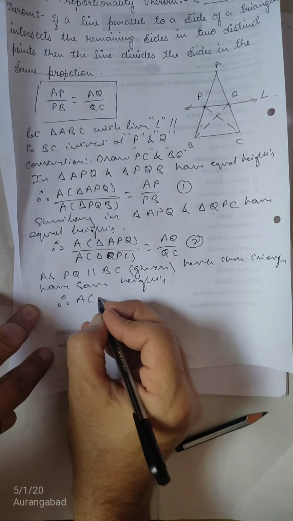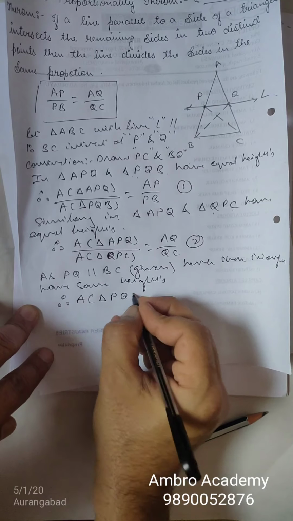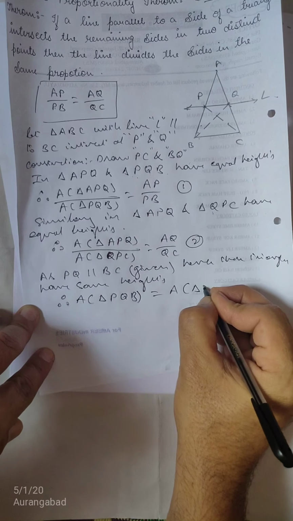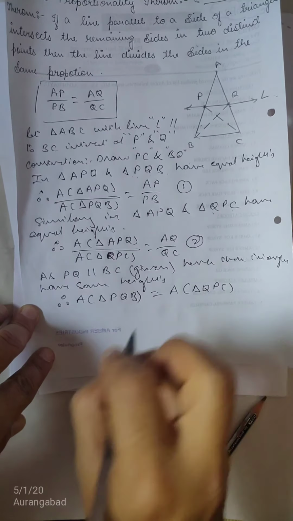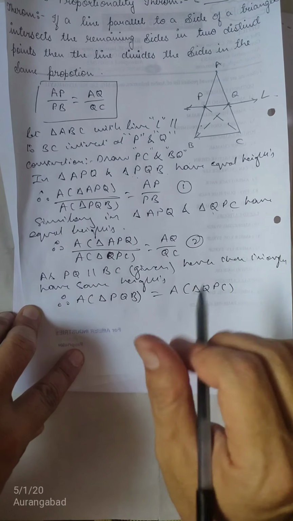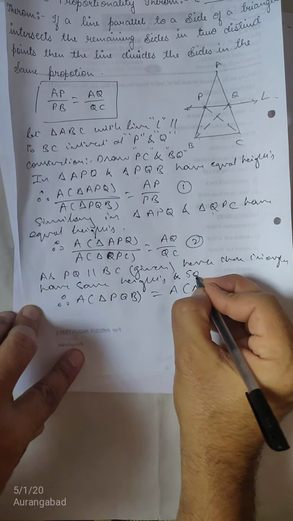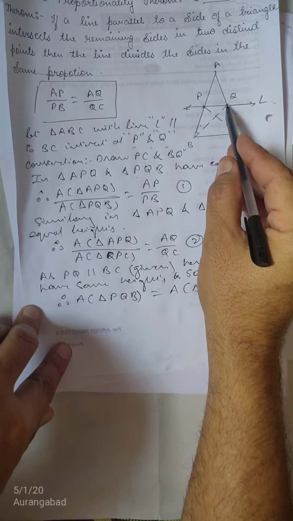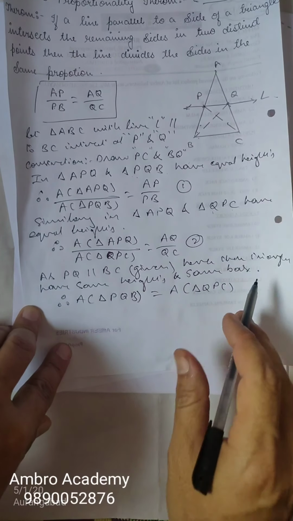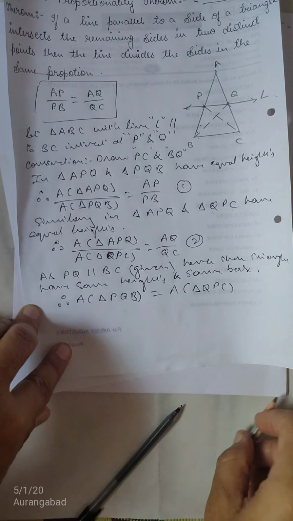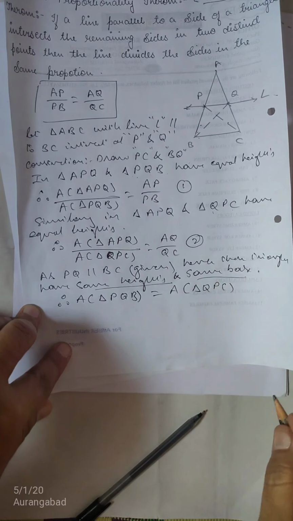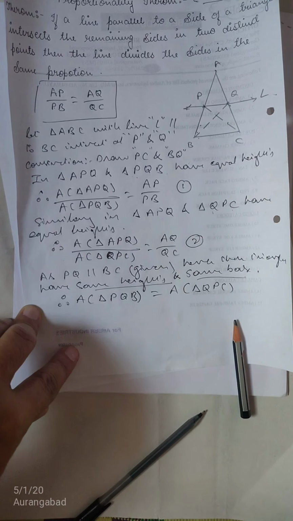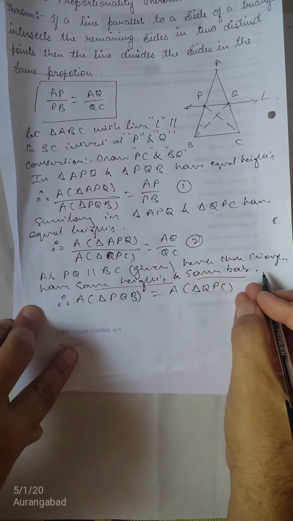Therefore, area of triangle PQB is equal to area of triangle QPC, because these two triangles are formed with the same height and same base. The base is PQ and both the triangles have the same height. So same height and same base, it is very important. I will underline this. You should do it. This is equation 3.